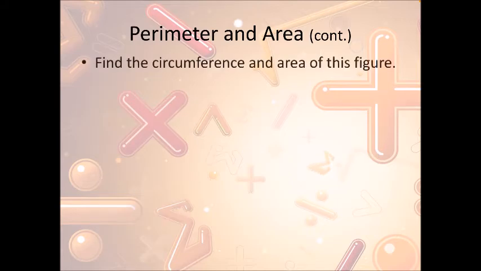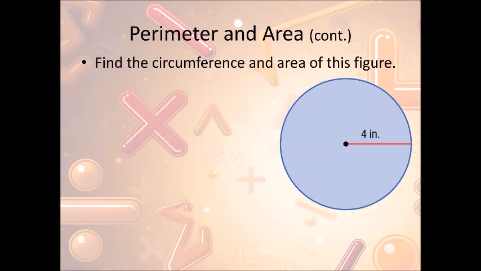If we move on to the circumference and area of this circle, here I am given the radius, so I'm going to use the circumference formula of 2 pi r. So I take 2 times my pi value times my r value, and that gives me approximately 25.13 inches. You can either use 3.14 on your calculator or the pi key.